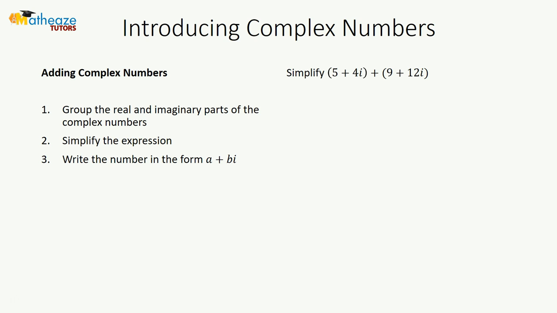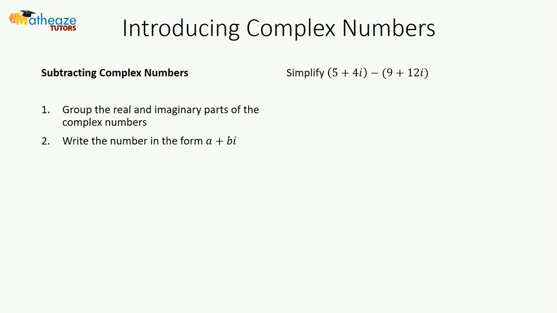So we can get rid of these parentheses because it's an addition and it's a 1 here. We're just going to have it looking like this: 5 plus 4i plus 9 plus 12i. So now we're going to group the real numbers together and the imaginary together. So we have 5 plus 9, we group this together, plus 4i plus 12i. So 5 plus 9, we have 14, plus 4i plus 12i, that's 16i. This is in the format a plus bi.